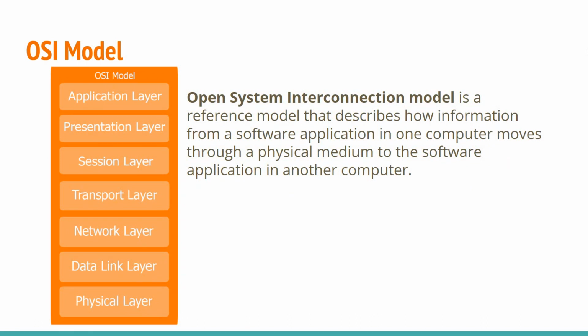So starting off with the seven layer architecture of the OSI model, let's list these down in numerical order. Physical layer, referred to as layer 1 of the OSI model. Data link layer, referred to as layer 2. Network layer as layer 3. Transport layer as layer 4. Session layer as layer 5. Presentation as layer 6. And finally, application as layer 7.